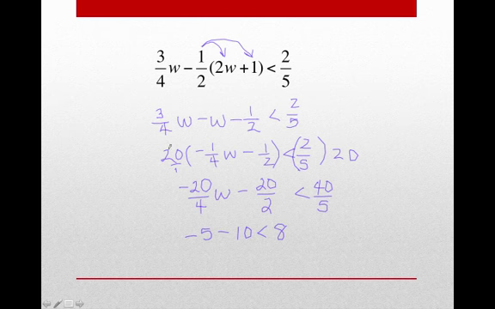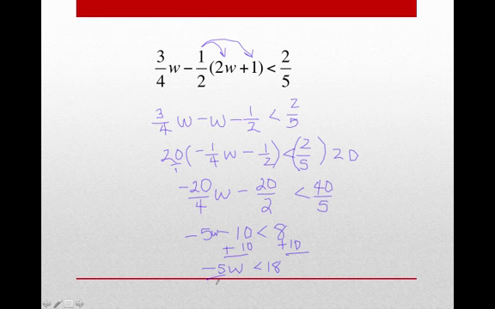So notice, we multiplied by the least common denominator all the way through, and when we did that, we were able to come up with a whole number. Oops, that reminded me I needed a w here. I came up with a whole number as my coefficient or as my constant. Now I can start to solve. I will add 10 to both sides. Negative 5w is less than 18.